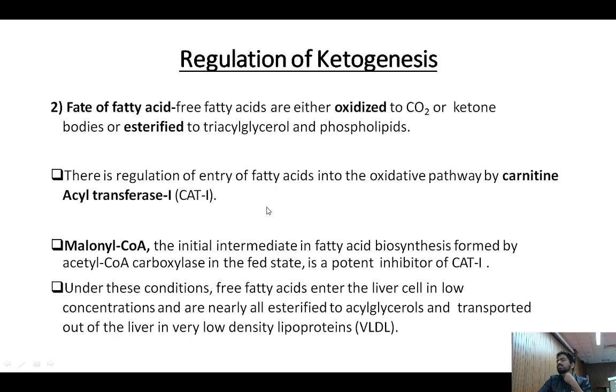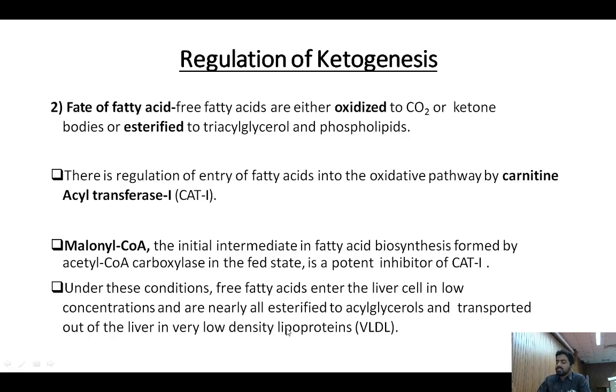More and more fatty acid will get converted to acetyl coenzyme A by oxidation, and this CPT1 enzyme helps in the intake of fatty acid into the mitochondria. But if enough glucose is present, then fatty acid biosynthesis is promoted, right? So at that time malonyl coenzyme A will inhibit this CPT1. Then fatty acid oxidation will reduce, leading to reduced formation of acetyl coenzyme A, leading to reduced formation of ketone bodies. So under these conditions, free fatty acid enters the liver cell in low concentration and nearly all is esterified to acylglycerol and transported out of the liver in very low density lipoprotein.